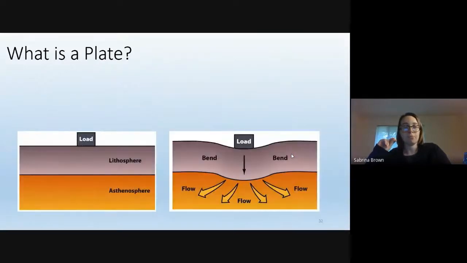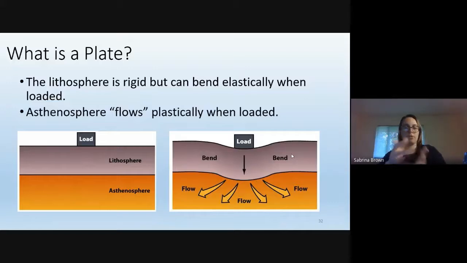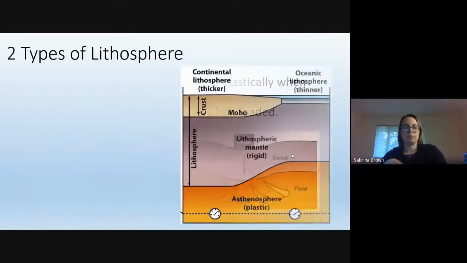So the lithosphere is rigid, but it can bend a little bit when you have some type of weight on top of it. And that loading or that bending can cause the asthenosphere to flow, and that's what causes the plates to move around Earth. And so, again, the asthenosphere flows plastically when you have some weight or load on it.